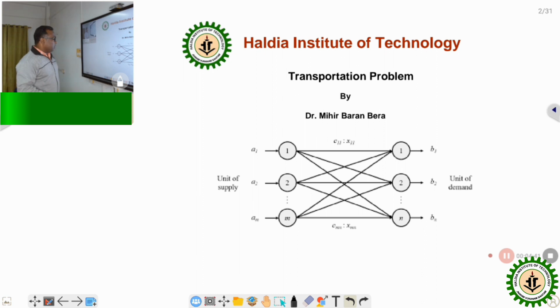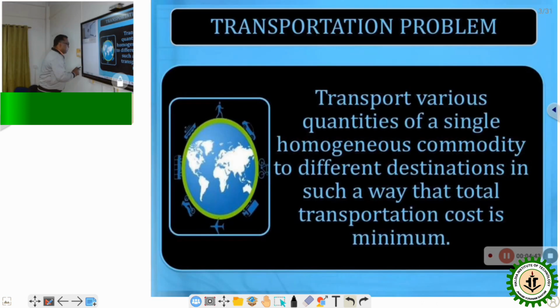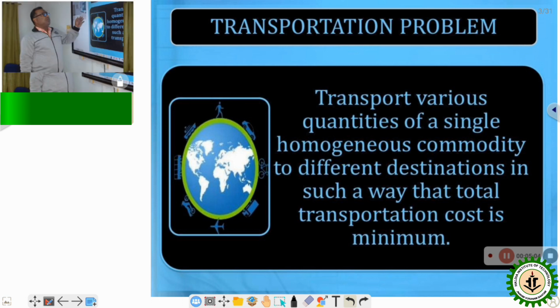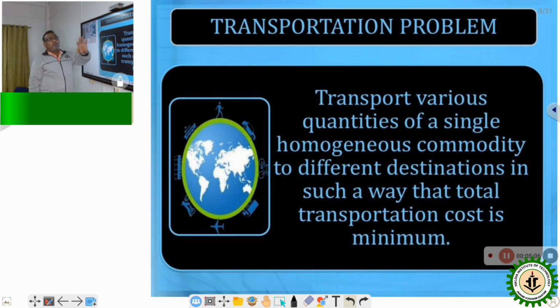Okay, let's go for the next slide. Here we discuss what the transportation problem is: the material can be transported using several techniques that we follow in our present situation. Different types of techniques are used for transporting material from one place to another.